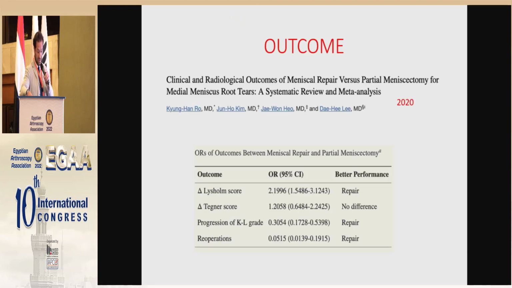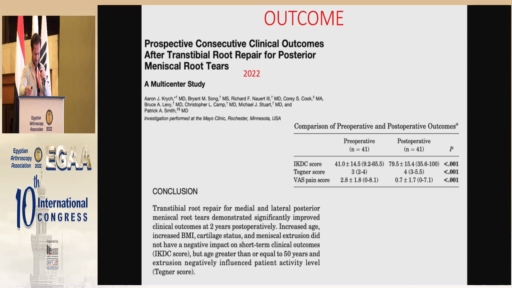Another study, an interesting review and meta-analysis in 2020, shows that there is better performance in repair with respect to partial meniscectomy, in the Lysholm score, in the progression of Kellgren-Lawrence grade, and in reoperation. There is no difference in the technical score, but we always have a good result with meniscal root repair. The last one, 2022, another work that analyzed the IKDC and VAS, shows that we have a better outcome for root repair.